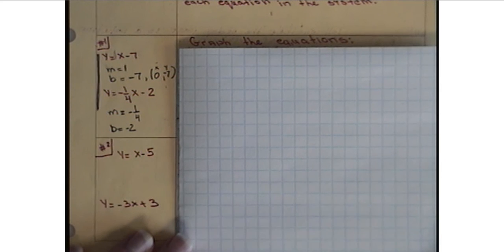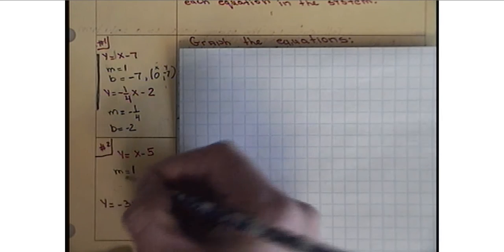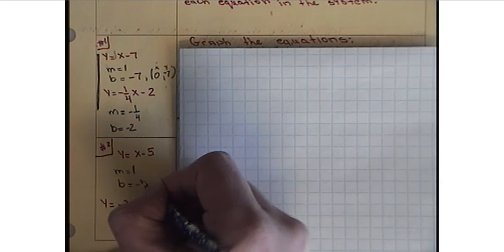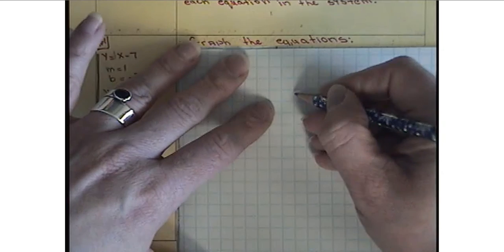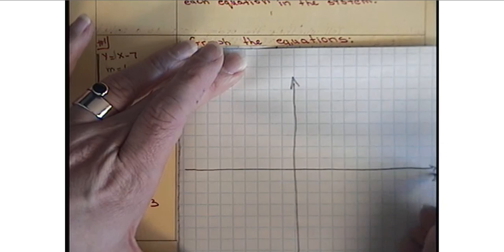For the second problem, we have another equation where it says y equals x minus 5, so the slope is equal to 1, y-intercept is -5. What do we need? We need x and y coordinates to start with. So this is x, this is y.